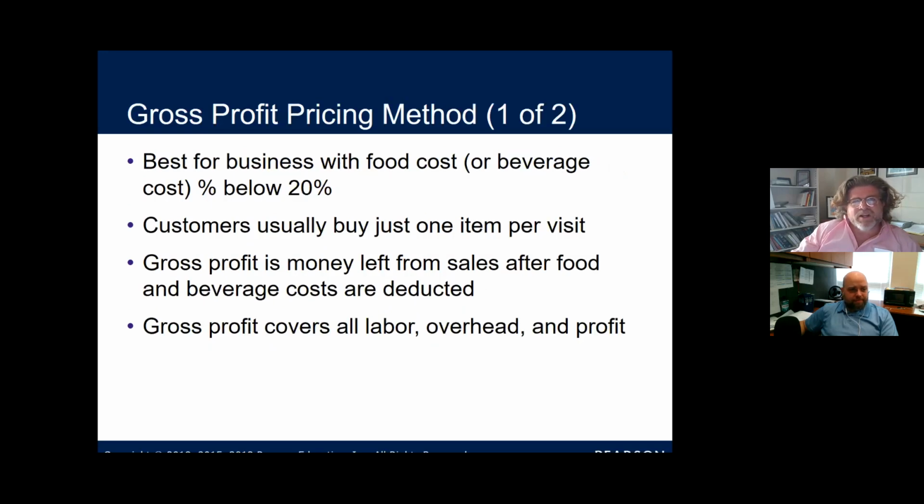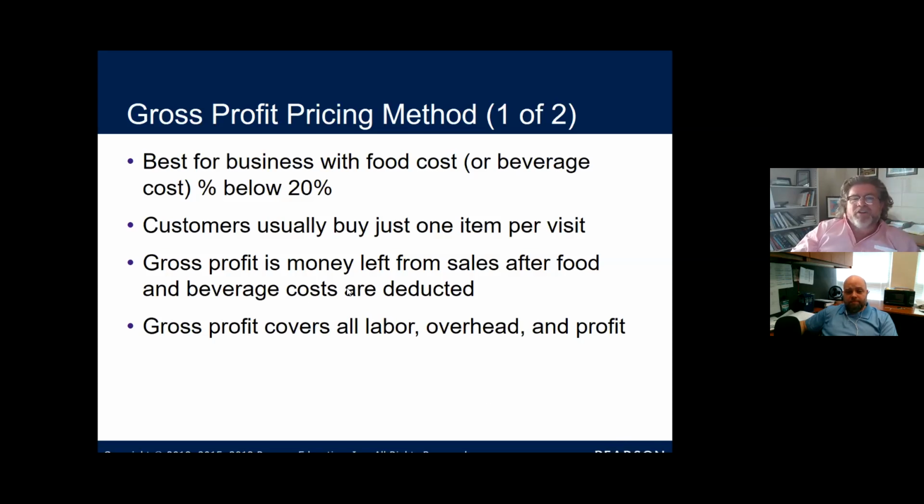Yeah. Okay, the gross profit method. So we do this for businesses with very low food costs. So imagine a chip shop, or when customers buy just one item per visit. So perhaps think of one of the pretzel stands at an airport or something. People are going to come in and grab an item with a really low food cost, a pretzel, it's bread, and that's all they're going to get.